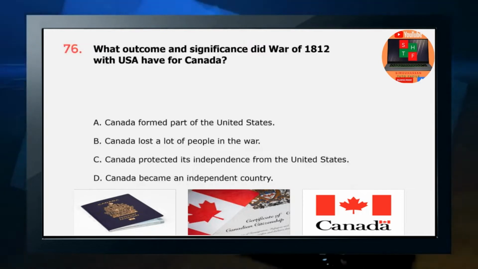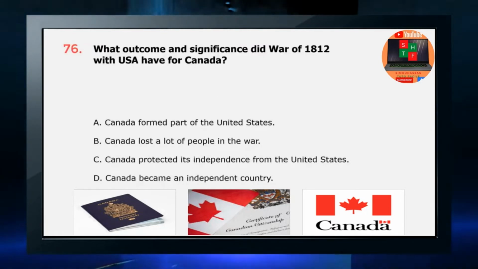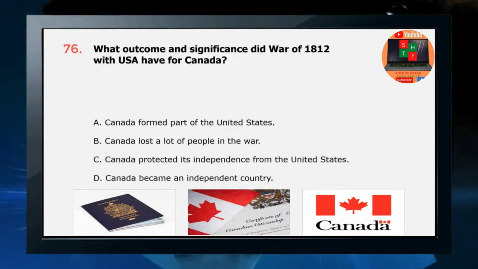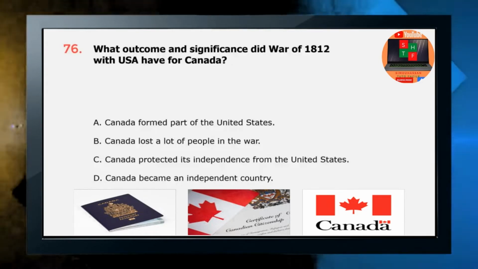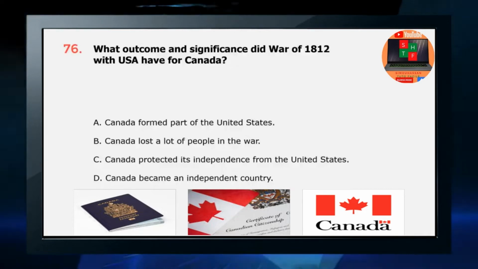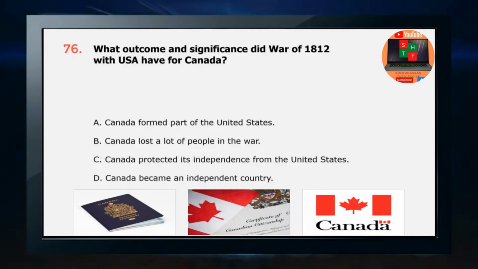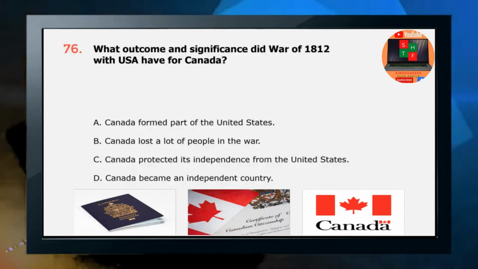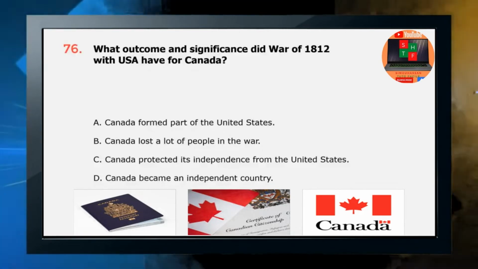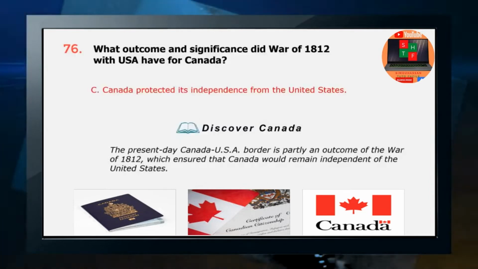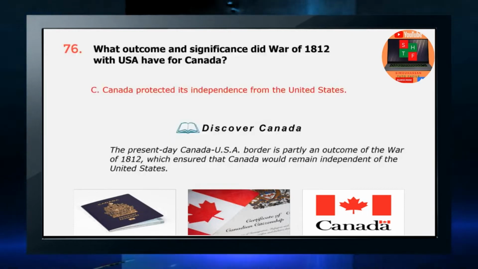Question 76. What outcome and significance did the War of 1812 with the USA have for Canada? A. Canada formed part of the United States. B. Canada lost a lot of people in the war. C. Canada protected its independence from the United States. D. Canada became an independent country. The answer is C. Canada protected its independence from the United States.